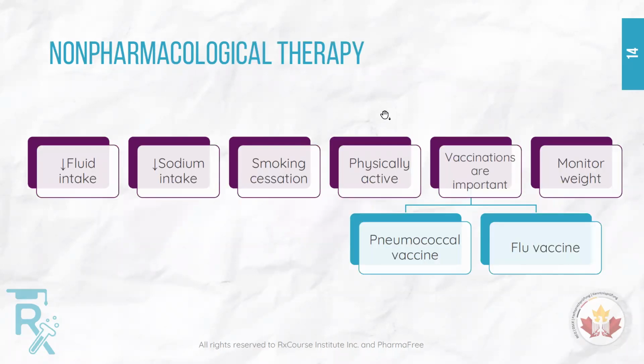First, I can do some non-pharmacological therapy. First, I will decrease the fluid. The body, the heart, the lung are already congested, so I need to limit the fluid I'm taking from outside. Also, I need to limit the sodium intake. Smoking cessation, of course, because the blood vessels are already affected, and smoking will harm the blood vessels more.